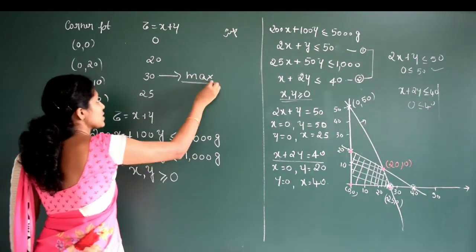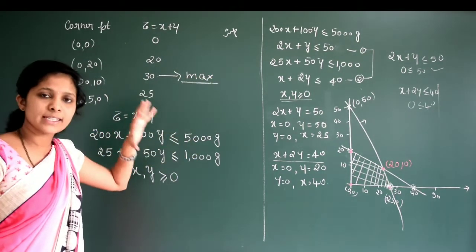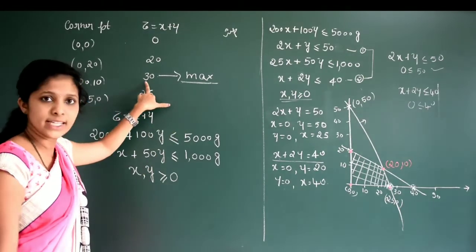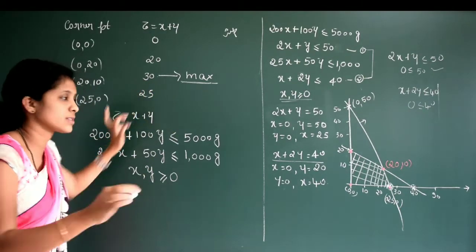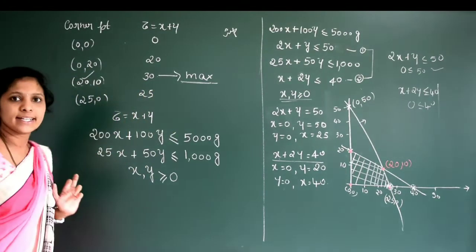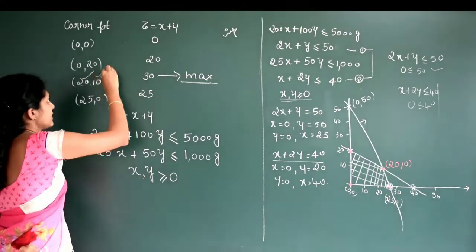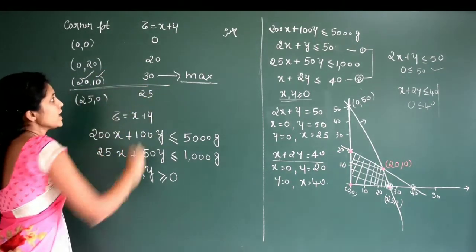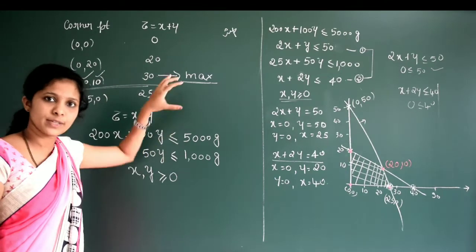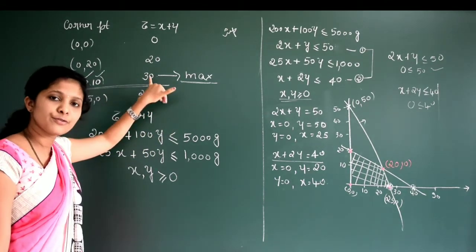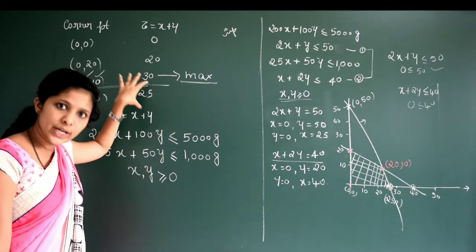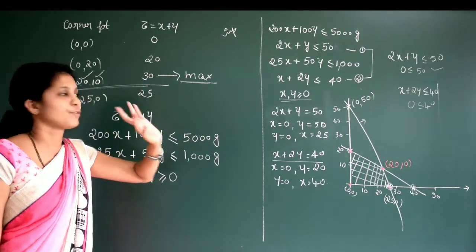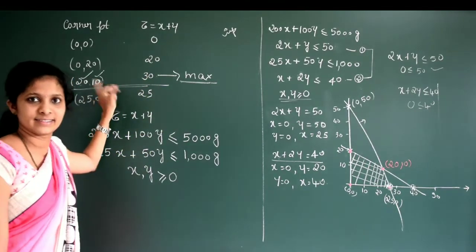So how many cakes you can make? The total maximum number of cakes made from this is 30. That is, the first kind will be 20 and the second kind will be 10. Is it clear? Finally you have tried. So the maximum number of cakes made from this is 30. In that, the first kind of cake is 20 and the second kind of cake is 10.